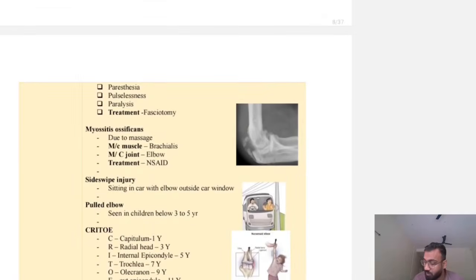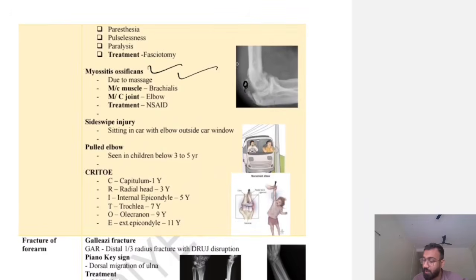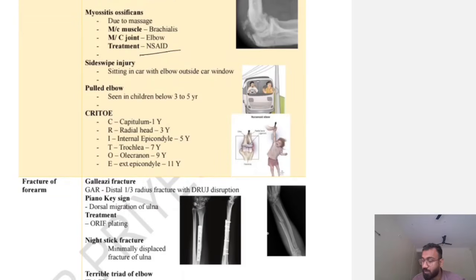Okay. Now the myositis ossificans. What is myositis ossificans? It is due to the massage. It is also known as heterotopic ossification. It is due to massage, and the most commonly affected muscle is brachialis muscle. Joint involved is elbow joint. And how will you manage this patient? By giving NSAID.